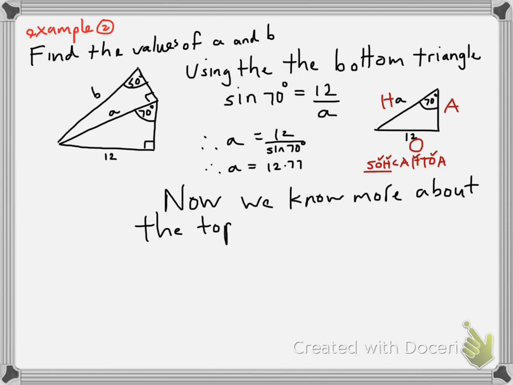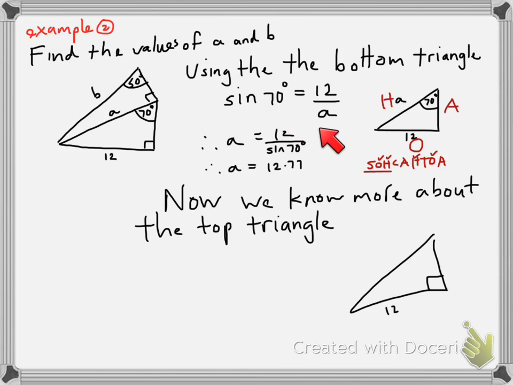And after doing that calculation, we had sine 70 is 12 over A, opposite on hypotenuse. So A is equal to 12 divided by sine 70. So A is 12.77. Now that I know more about this bottom triangle, in other words, I know this length here of A, that is also common to the triangle above.